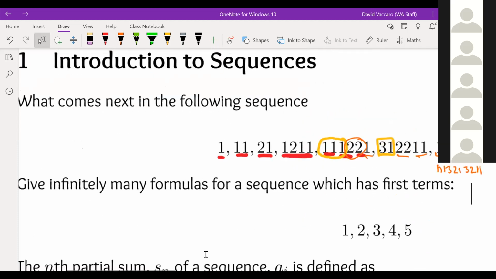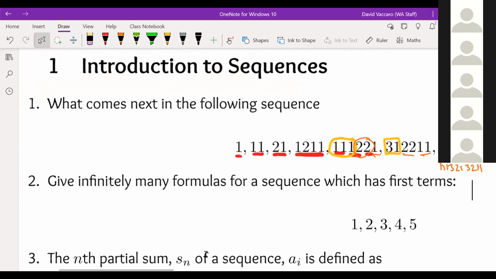Okay, question number 2. Again, we're still in brain warm-up mode. It says, give infinitely many formulas for a sequence which has first terms 1, 2, 3, 4, 5. Now, my daughter, she's 5 years old, she's downstairs, and if I was to pull her up and say to her, what comes next in the sequence 1, 2, 3, 4, 5, I've got no doubt that she would say 6.